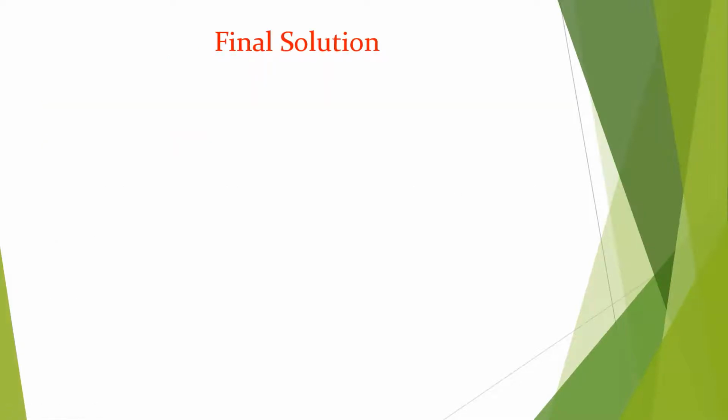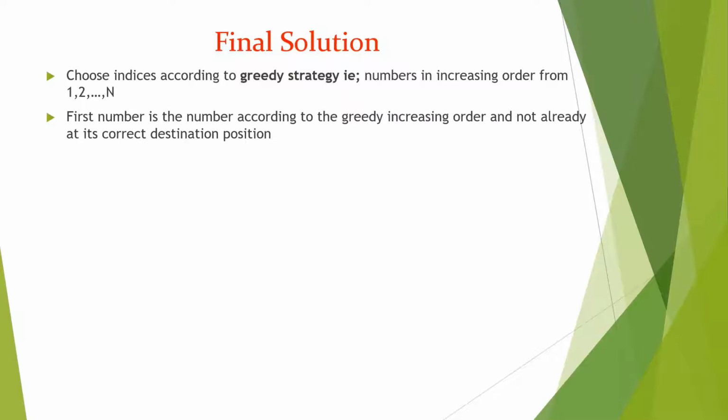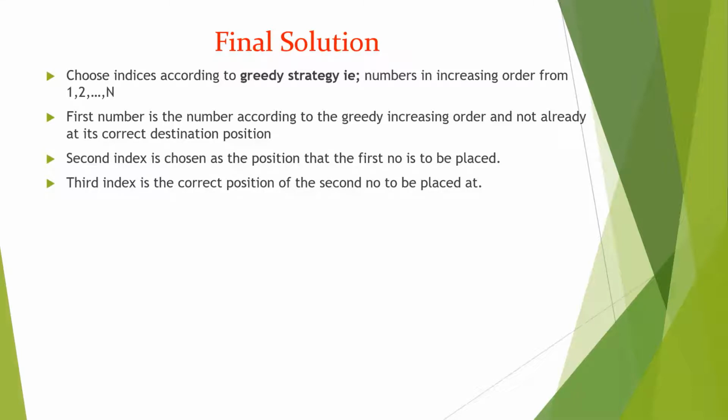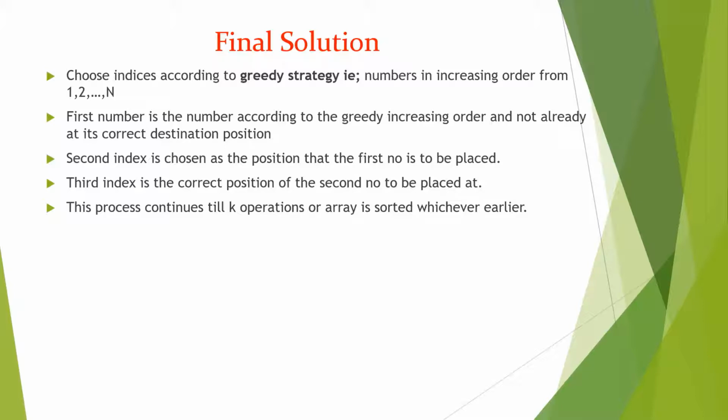The final solution to the problem is selecting in a greedy approach, that is, maximizing the number of elements correctly placed in every operation. This can be done by selecting the first number as any number not at its correct position, but here we prefer to select numbers in increasing order. The second number is the number which is at the correct position of the first number. Similarly, the third number is chosen as the number which is at the correct position of the second number. We continue this process till k operations. We'll understand this better with an example next.